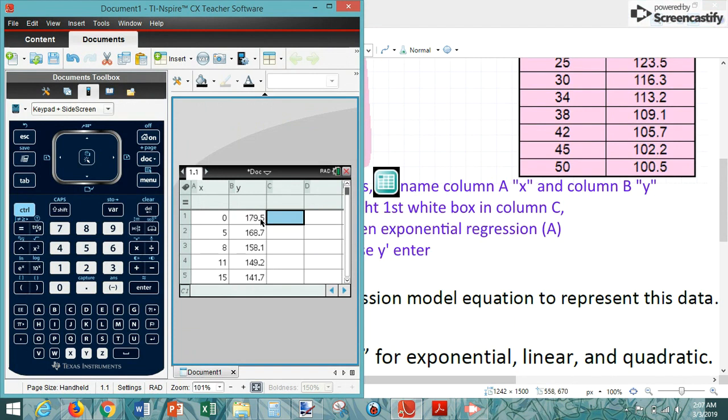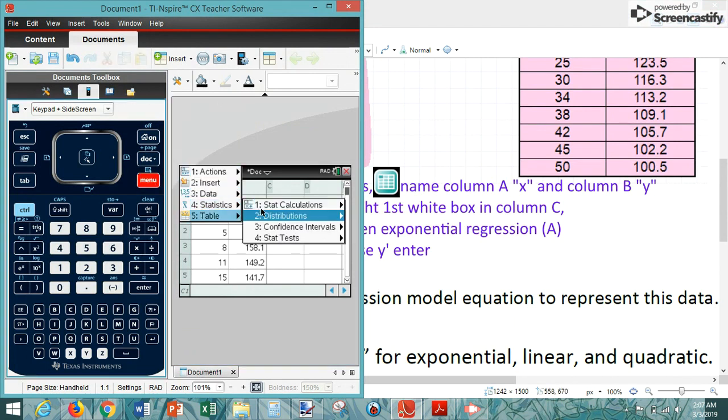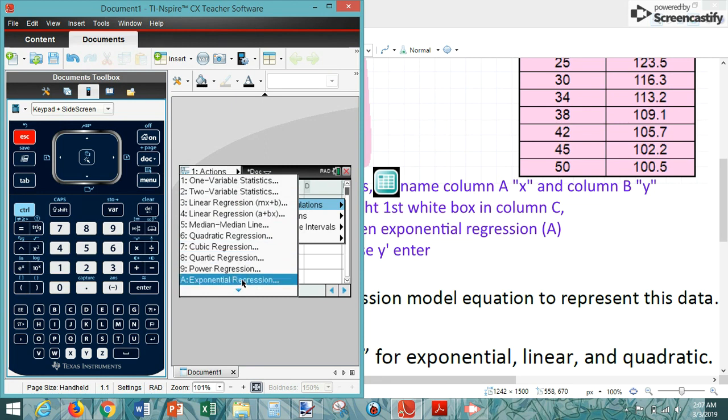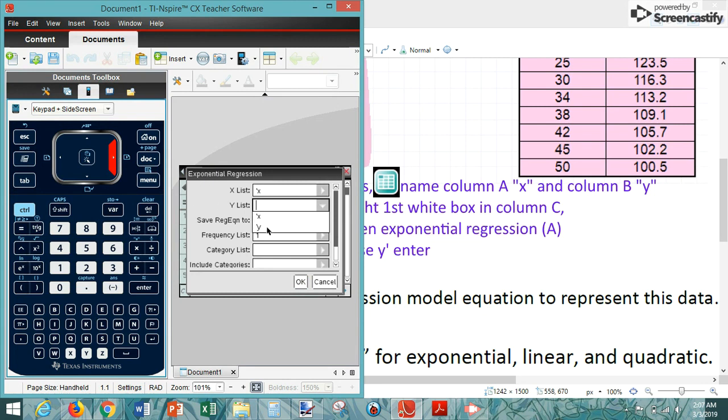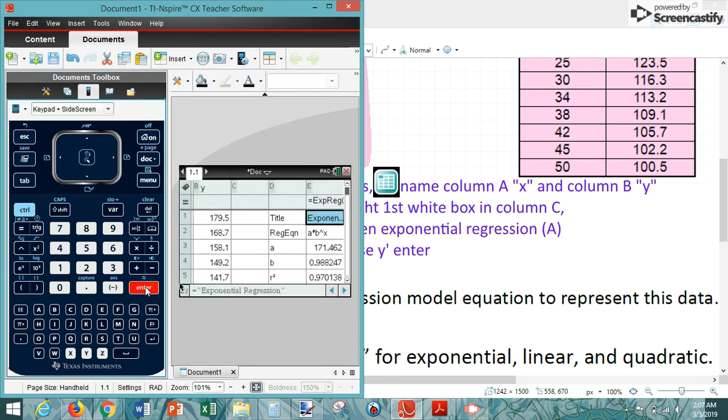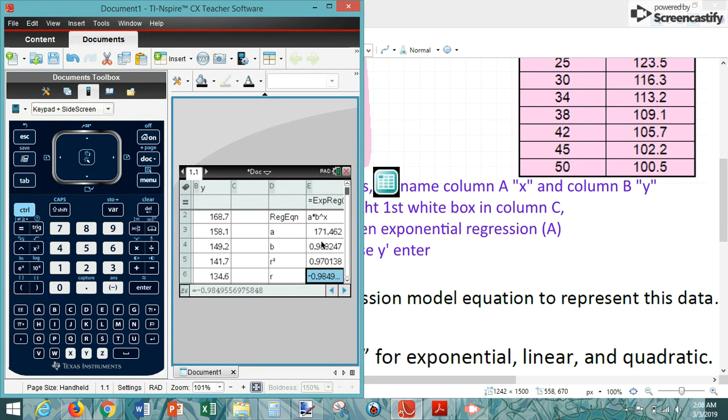And then you're going to press Menu for Statistics, 1 Stat Calculations, and then A, Exponential Regression. Press right again, choose the X. Go down, press down again, and then press right. Choose the Y, and then press Enter. You should get the exponential regression. It looks like this. We have A, B, R squared, and R. So using the A and the B, we could go ahead and write our equation to model this data.